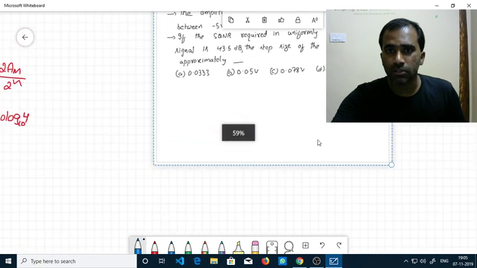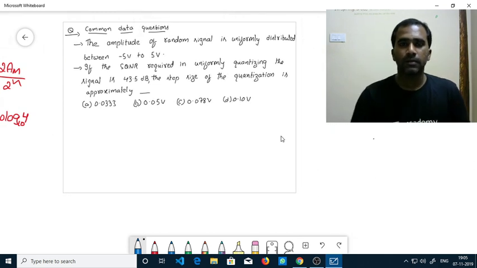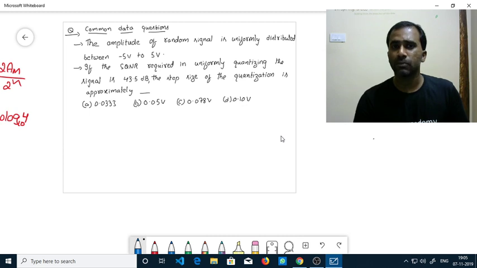Right. So let us solve this question. The amplitude of a random signal is uniformly distributed from -5 to +5 volts. If the SQNR required in uniformly quantizing the signal is 43.5 dB, then the step size of the quantization is approximately... They're asking about the step size, correct?